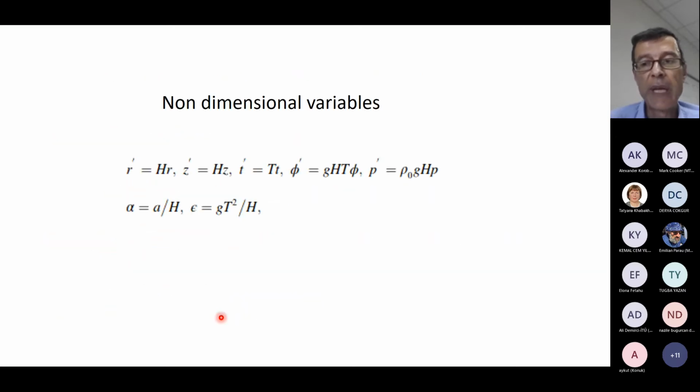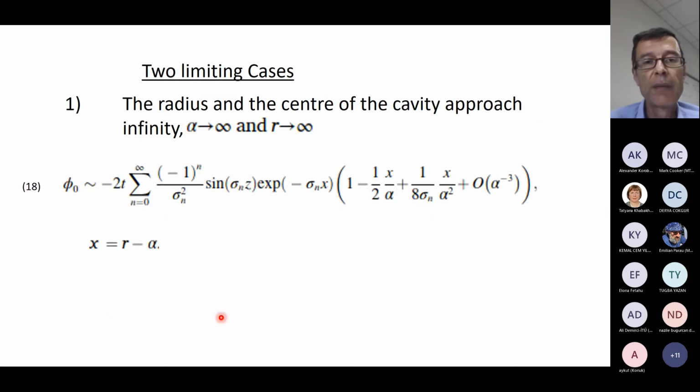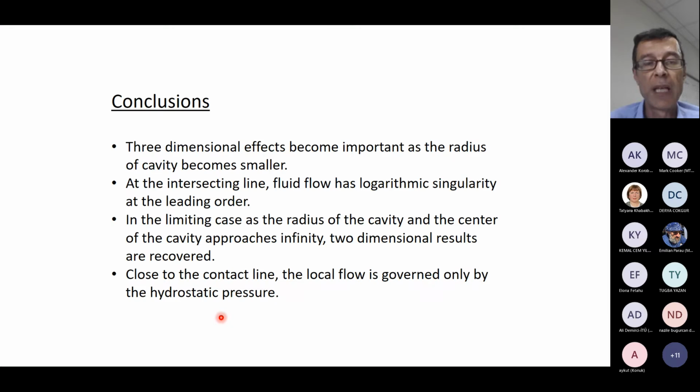Okay, let's go back to the results, conclusions. So three-dimensional effects become important as the radius of the cavity becomes smaller. This is what we observed from the figures. And at the intersecting line, fluid flow has a logarithmic singularity when we consider the leading order problem. And third, in the limiting case, as the radius of the cavity and the center of the cavity approach infinity, two-dimensional results are recovered.